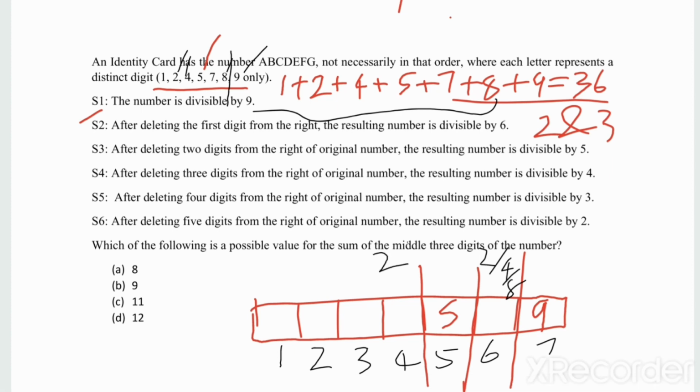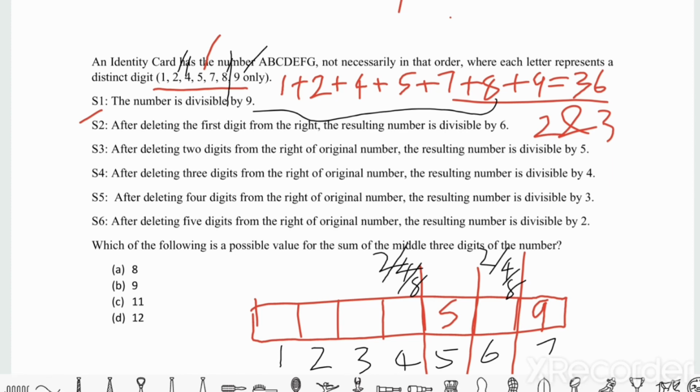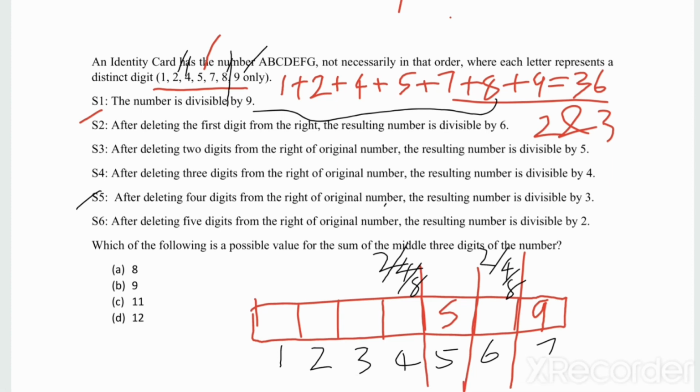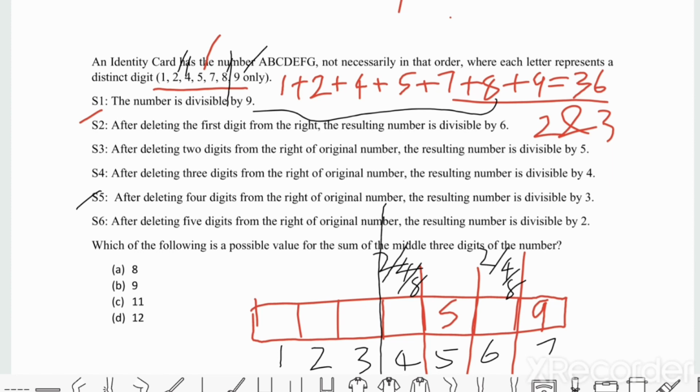So the fourth digit is also an even number. It is either 2 or 4 or 8. Now see the fifth statement. After deleting 4 digits from the right of the original number, the resulting number is divisible by 3. So the sum of the first, second and third digits should be divisible by 3.